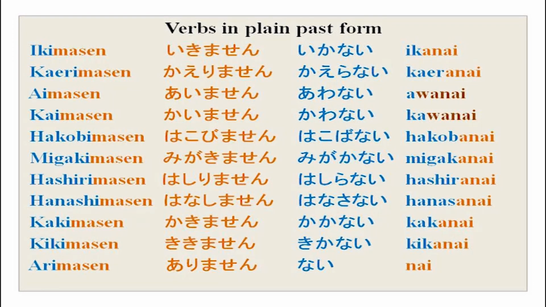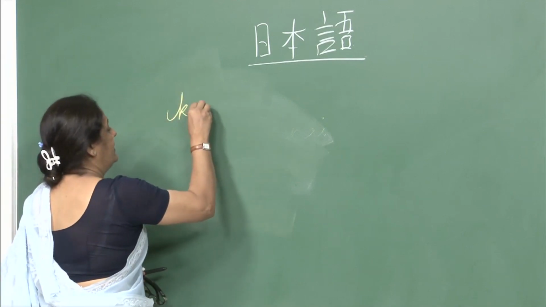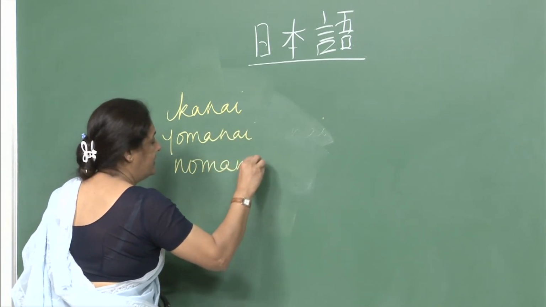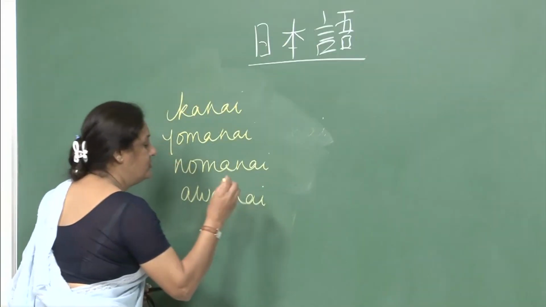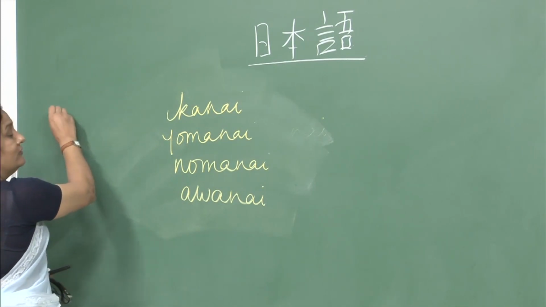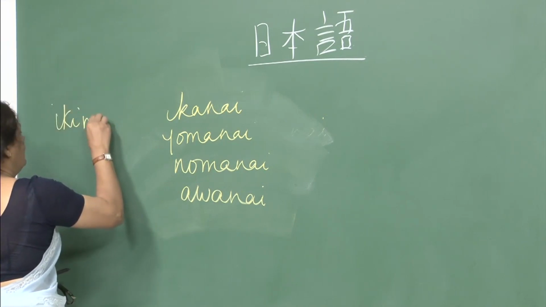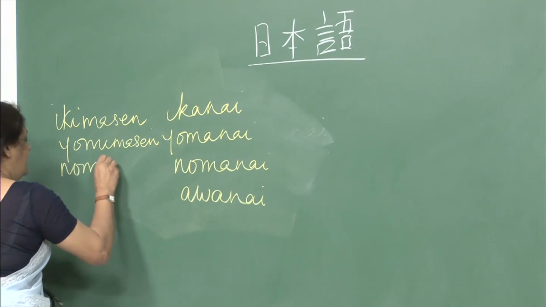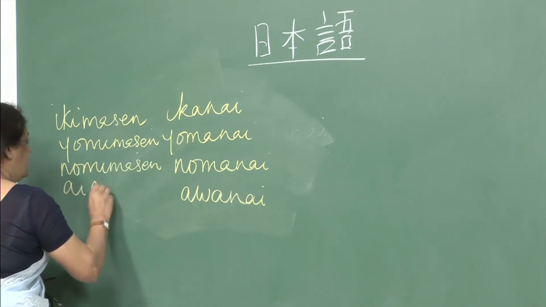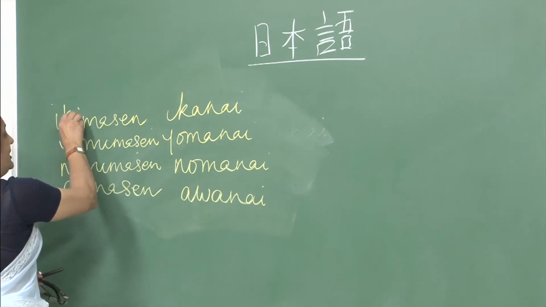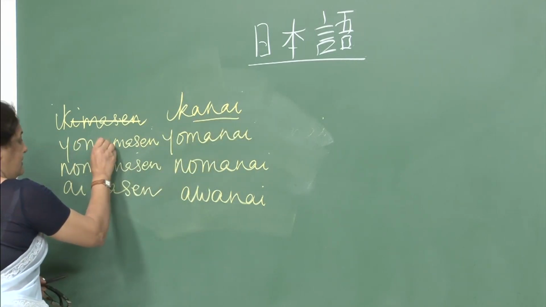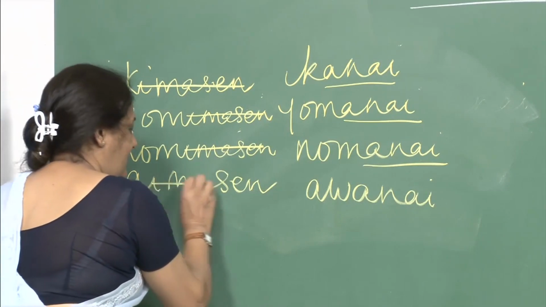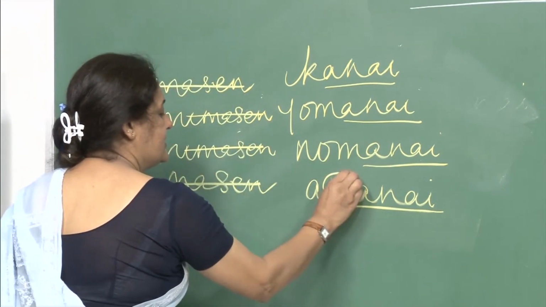You could just go over it once again. I will tell you how it is made. Ikanai, yomanai, nomanai, awanai. Now, how do you make these forms? All you need to do is to remove the masen from there. See, iki masen, yomi masen, nomi masen, ai masen. All you need to do is to remove imasen and put anai. And aimasen, imasen again over here, and in this case it is wanai.